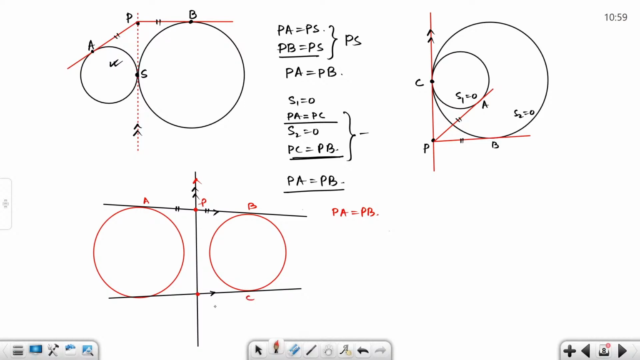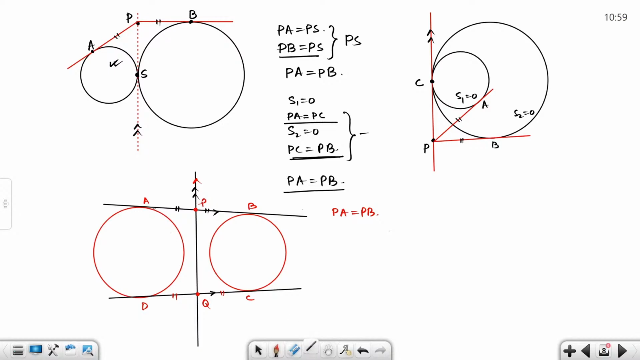Same thing here also. This is C and D. Again, QC and QD are the two tangents drawn to two circles, so their length will be the same. Why? Because Q is a point on the radical axis, according to the definition. Therefore, QC equals QD implies that Q is a point which bisects DC. That is, the radical axis always bisects the direct common tangent.